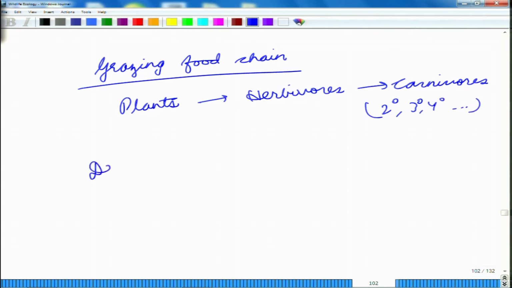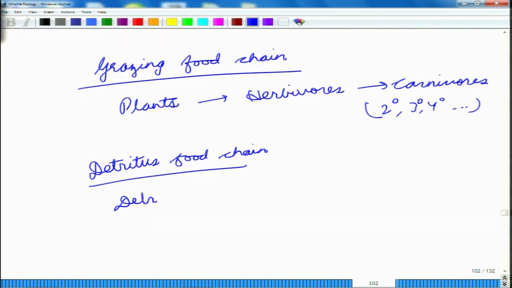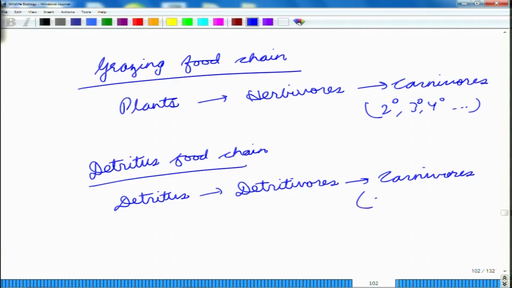In the case of the detritus food chain, you have detritus followed by detritivores, and then these are followed by the carnivores, which can again be secondary, tertiary, quaternary and so on. So, now we will look at some examples.